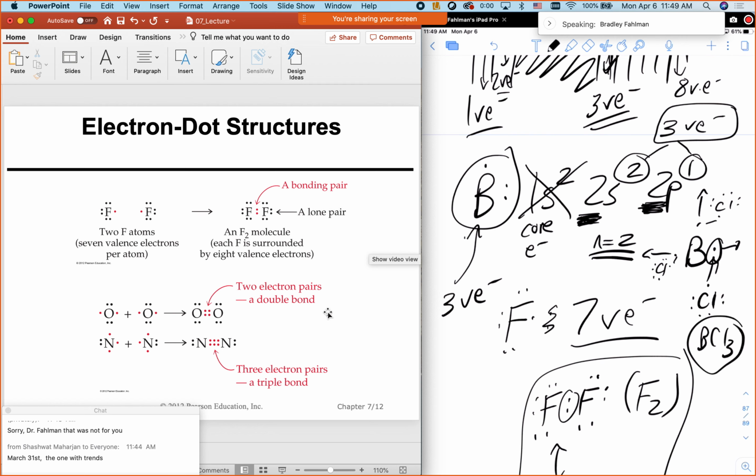All right, so that is where I will end it today. And then tomorrow, we are going to go through a series of steps of what you have to do to draw the Lewis structure for more complicated molecules. Okay, all right, so any questions before we sign off?